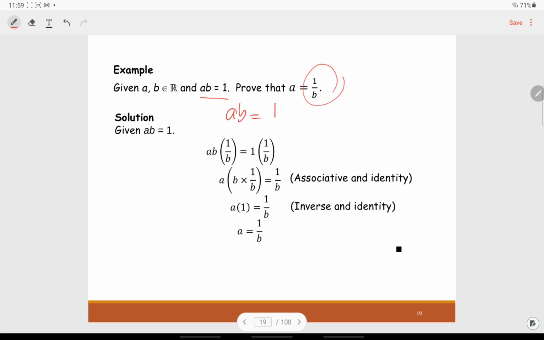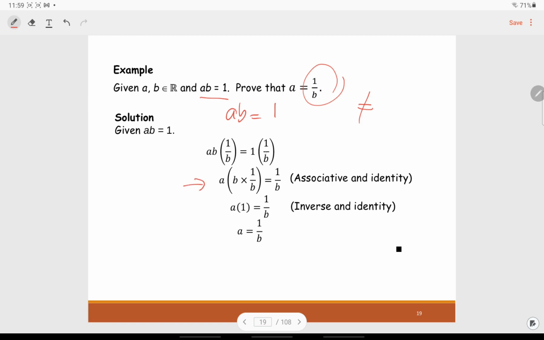So what we can do, first of all, is multiply both sides by 1 over b. Both sides. We cannot multiply on a single side because the equation would no longer be equal. We need to do the same operation on both sides. So we multiply 1 over b to the left side and the right hand side. So based on the associative and identity properties, we have this equation.